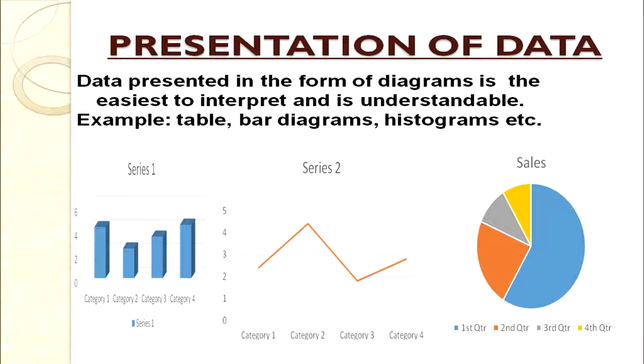In the previous chapter we discussed frequency arrays and frequency distribution, whereas in this chapter we are going to learn how data can be presented in many ways. Data presented in the form of diagrams is easiest to interpret, attractive, and easy to understand. For example, when we construct a table, bar diagrams, histograms or pie diagrams, we easily understand the information.